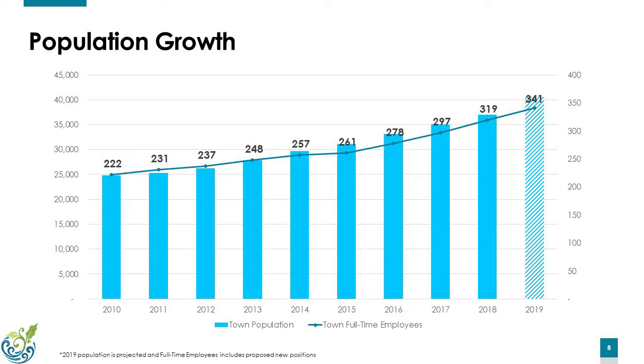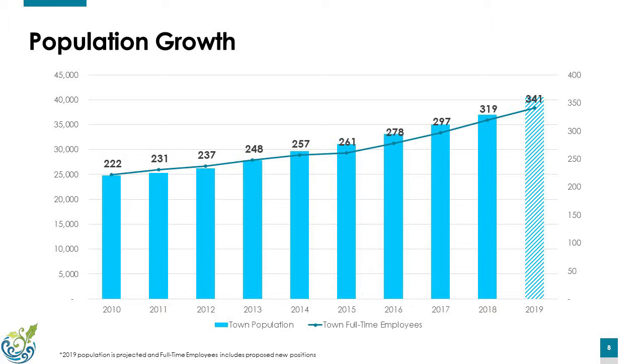This slide highlights the population growth in our community. The reason I think it's important is to see the level of service demand we're getting from increased growth. On the left side of the chart, you have population on the vertical axis, and on the right side of the graph, you have the total number of town employees. And then you have the hashed area on the 2019.